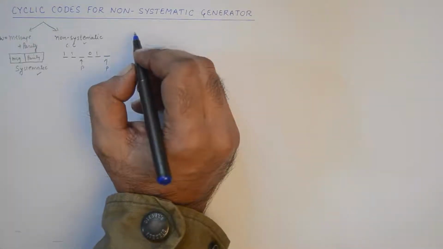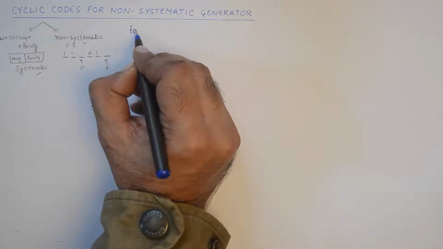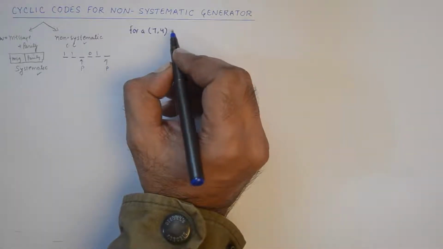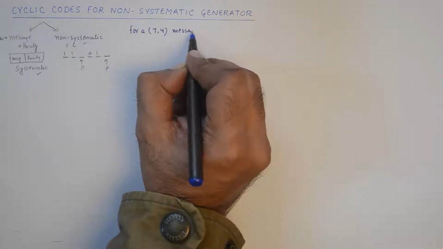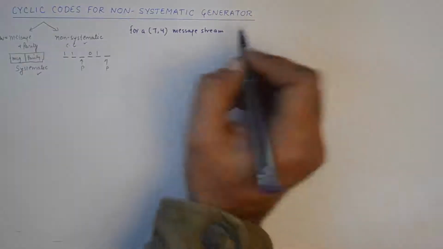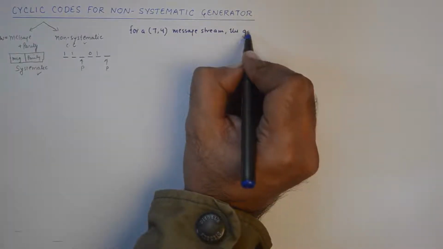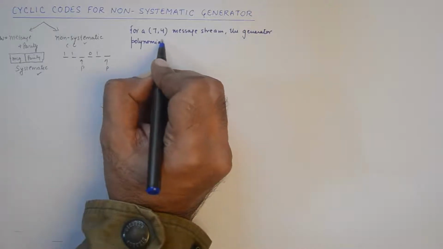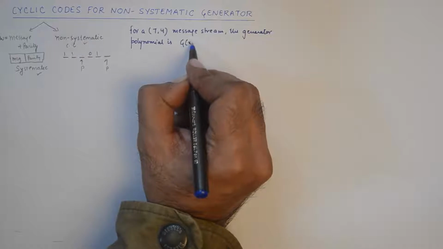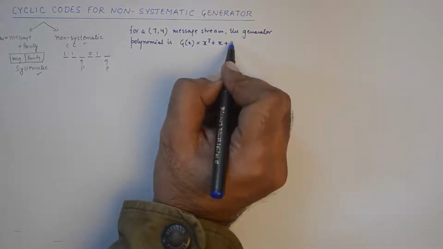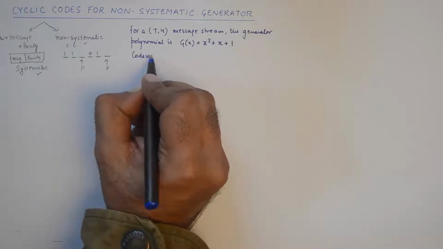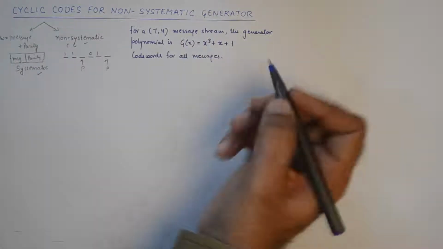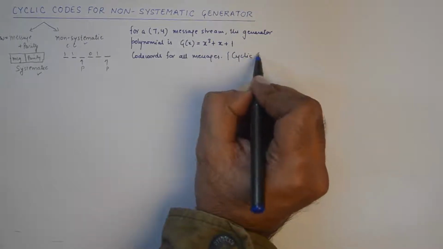So a typical question for cyclic codes would look something like this. For a 7,4 message stream, the generator polynomial is given by x cubed plus x plus 1. So we need to find code words for all messages. Now, these code words are, of course, cyclic codes.